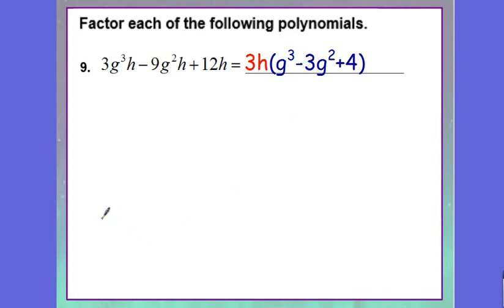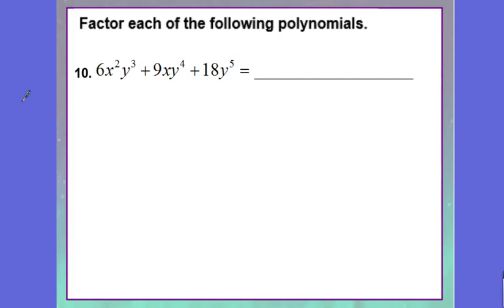Alright, so it turns out 3h is our GCF. Not all three terms have a g. So if I divide this one by 3h, it might help you see why g cubed is my first term that's left over. If I divide negative 9 by 3, I have negative 3 left. And this h would factor out as well, and g squared is left. If I divide 12h by 3h, I end up with just 4, because 3 goes into 12 4 times.